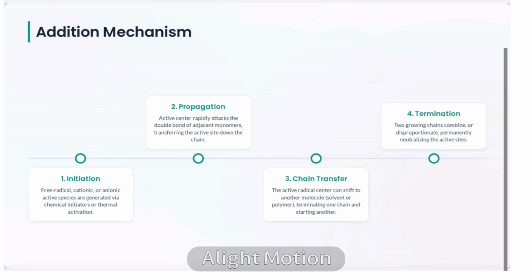Let's zoom in on the exact steps of the addition mechanism. This process is incredibly rapid and happens in four distinct, highly controlled kinetic phases. Phase 1 is initiation. It begins with a highly reactive initiator, such as a free radical, cation, or anion, that attacks the double bond of a monomer, generating an active reactive center.